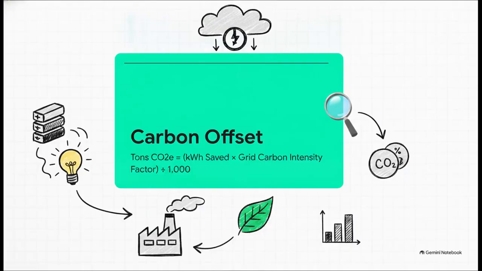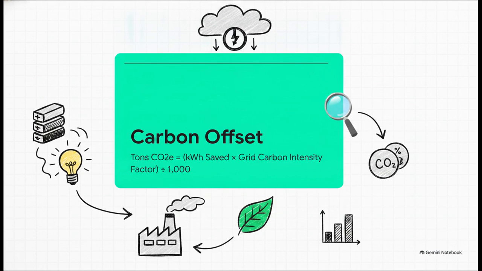Okay, so calculating carbon emissions is now a strict requirement for mandatory corporate ESG compliance. Here's your second major flashcard, the carbon offset formula. To find the metric tons of CO2 equivalent that you're offsetting, you multiply the kilowatt hours saved by the local grid carbon intensity factor and then divide the whole thing by 1,000.